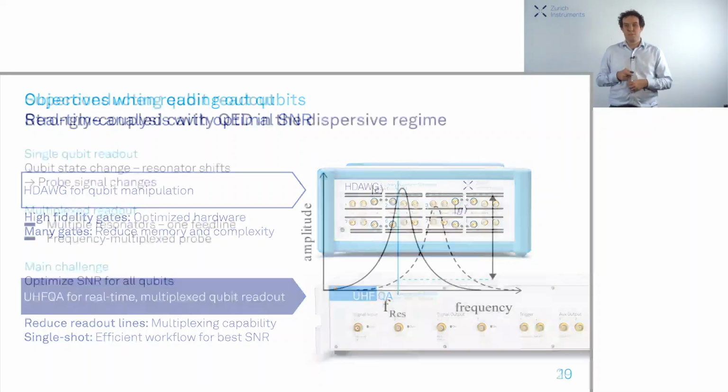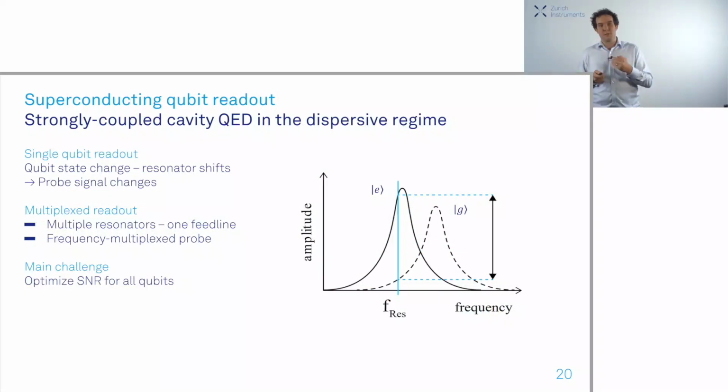The way that you typically measure superconducting or spin qubits with a resonator is that you determine the resonance frequency of a resonator that is dispersively coupled to the qubit. This is typically done with a probe tone, which you see here in blue. If the transmission of this probe tone is high, in this case the resonator sits at this place and the qubit is in the excited state. If the transmission is low, the qubit is in the ground state.